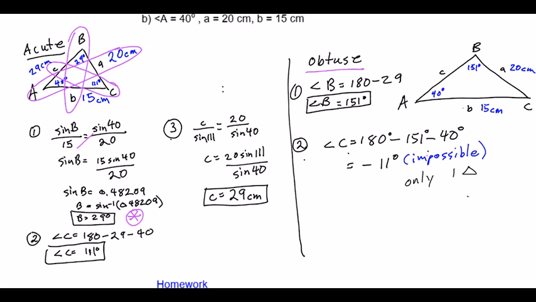So, only one triangle, and we have side A, side B, and side C equaling 20, 15 centimeters, and side C being 29 centimeters, and then angle A, angle B, and angle C is equal to 40, 29 degrees, and 111 degrees.